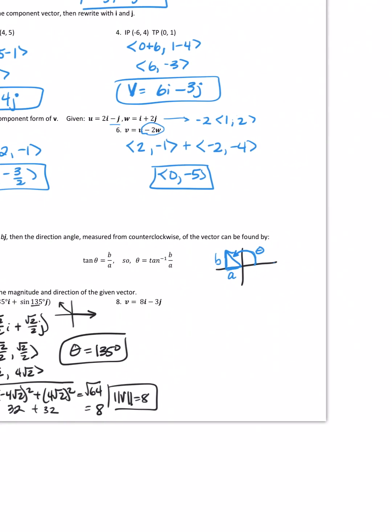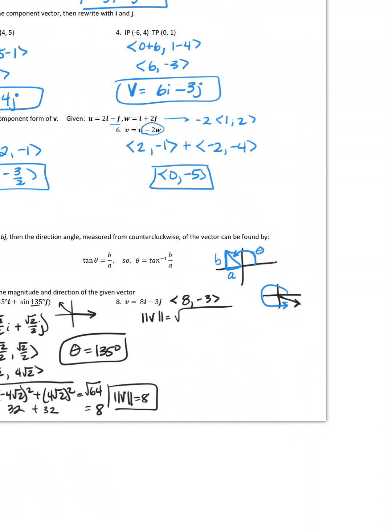Now, let's try number 8. Notice they didn't give us an angle here. They gave it to us in linear combination form. So I'm going to rewrite it as 8, negative 3. And then I'm going to find the magnitude of this vector. So visualize, where is 8, negative 3? Well, it's way over here, isn't it? So whatever angle I come up with, it better be pretty big. It better be greater than 270. So that's the way I can check myself. But let's do magnitude first.